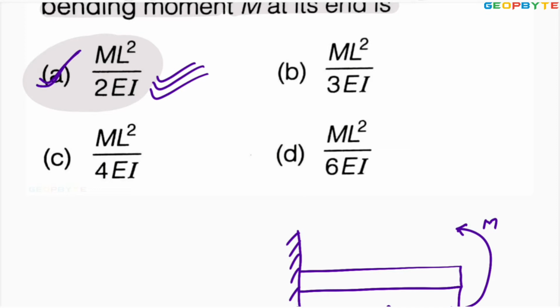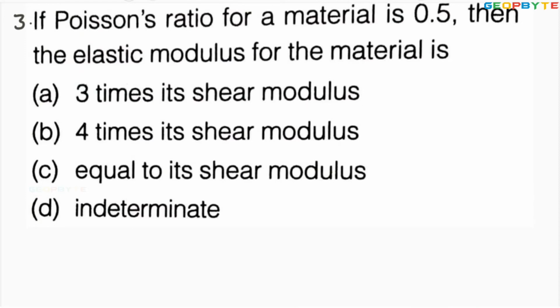Let us take one more problem. Look at the problem. If the Poisson's ratio for a material, 1 by m, is given as 0.5, then the elastic modulus for the material is: option A, 3 times the shear modulus; B, 4 times the shear modulus; C, equal to the shear modulus; D, indeterminate.